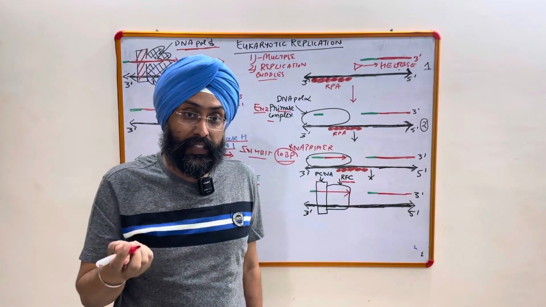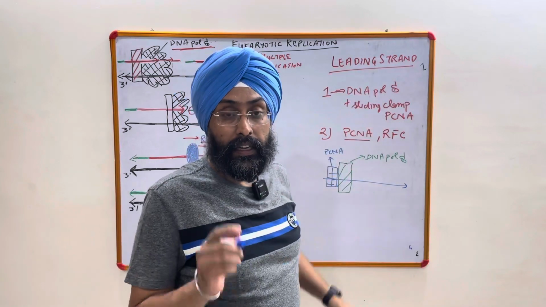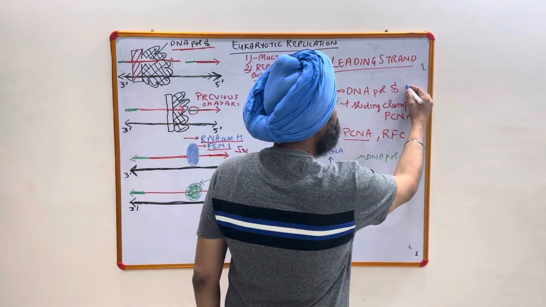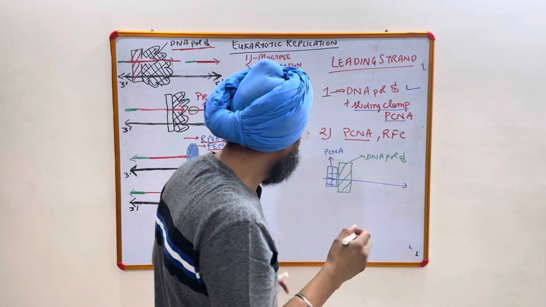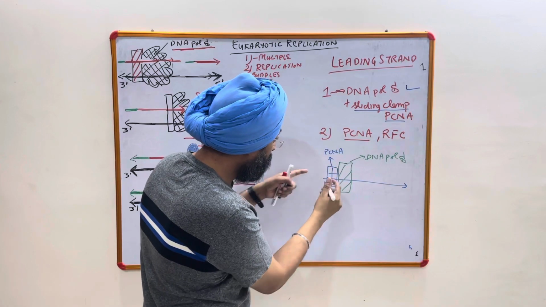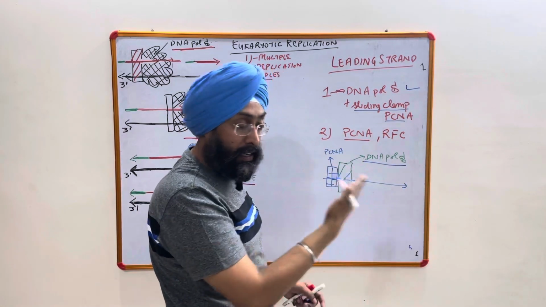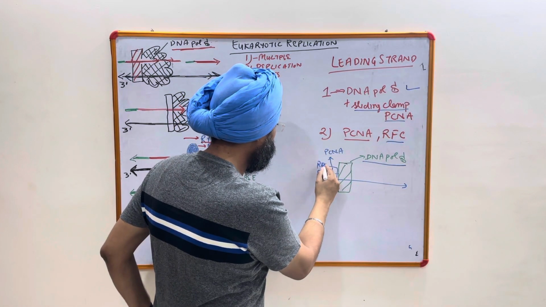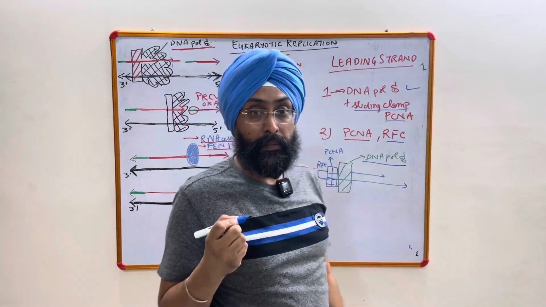Now we'll start with the leading strand. In leading strand replication, DNA polymerase alpha is less involved, and there is direct involvement of DNA polymerase delta and the sliding clamp, that is PCNA, right? This blue one is PCNA, on which DNA polymerase delta is attached along with replication factor C, and the synthesis continues, right? So that finishes our leading strand replication.